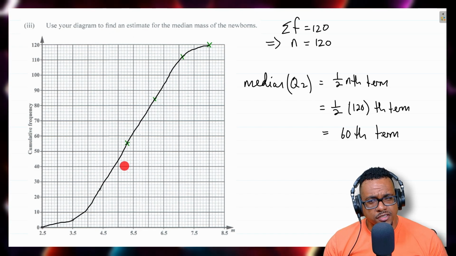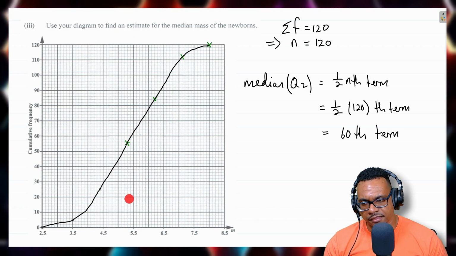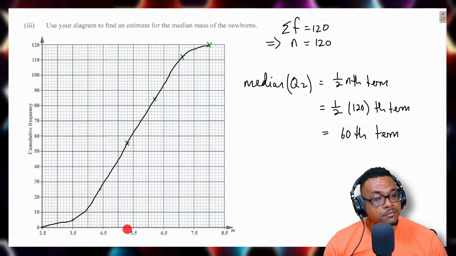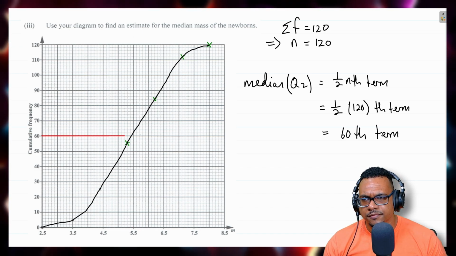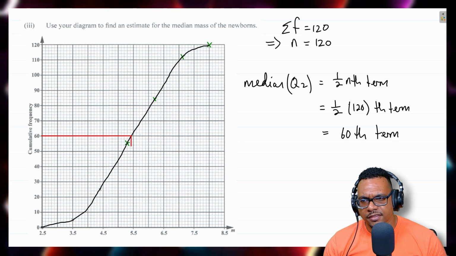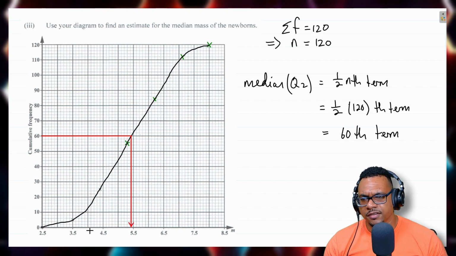So we just have to come here on the cumulative frequency, find 60 on the cumulative frequency, draw a line across where it touches the curve, bring the line down, and that will be the median. So you can see we have a solid line where the 60 is, so we're just going to bring that across. It touches the curve right here, and we're going to bring that line down. And this would give us the median.